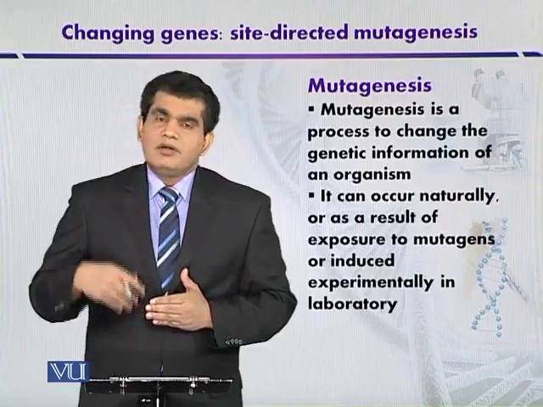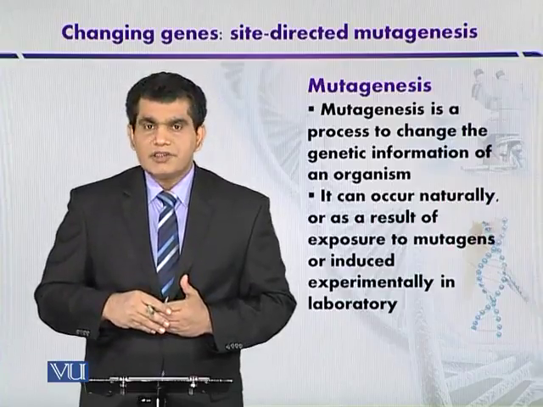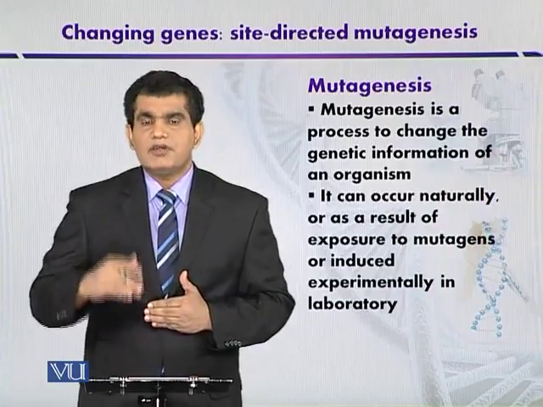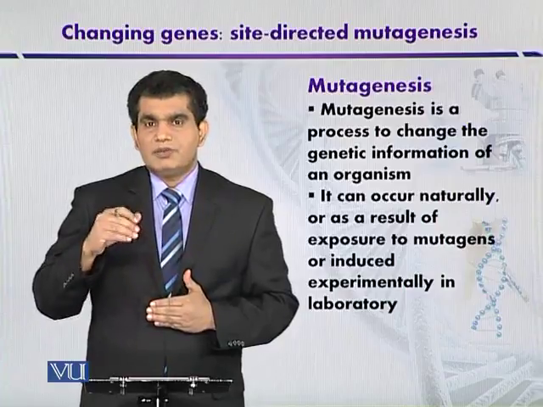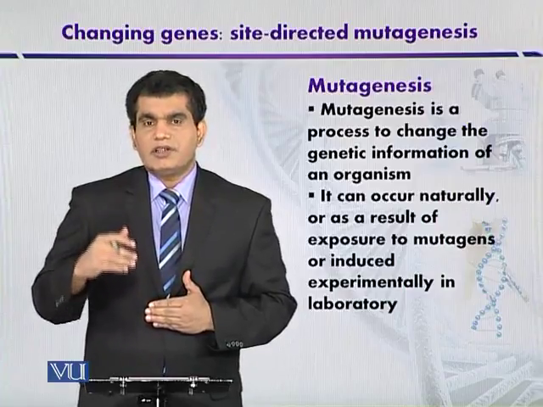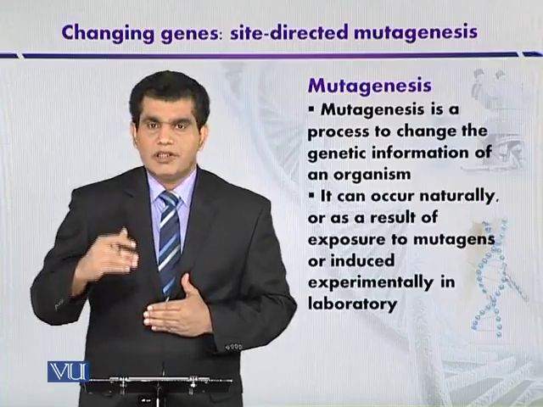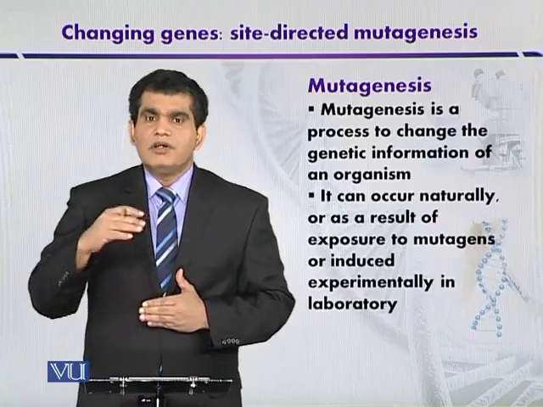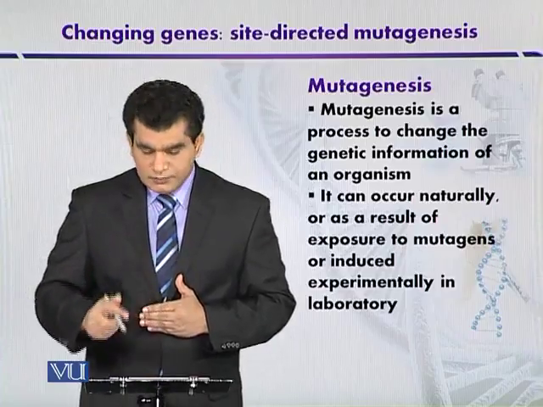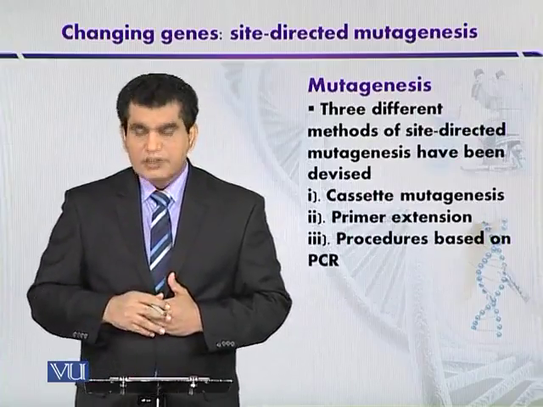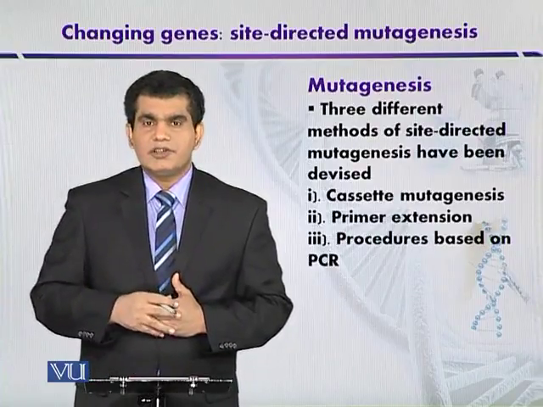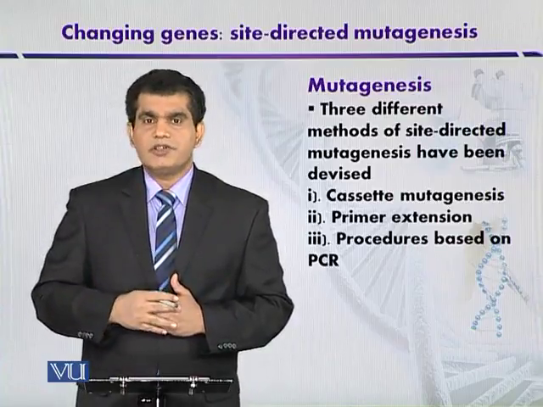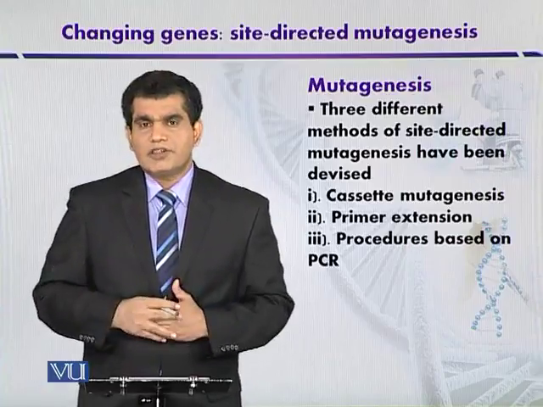But DNA changes or mutations can also be induced under laboratory conditions to study the functions of different genes, and this specific subject we can discuss under the heading site-directed mutagenesis. And there are different laboratory techniques where we can use this process of site-directed mutagenesis. For example, three main types are used, like assay mutagenesis. The next one is primer extension, and some protocols or procedures that are based on polymerase chain reaction or PCR.